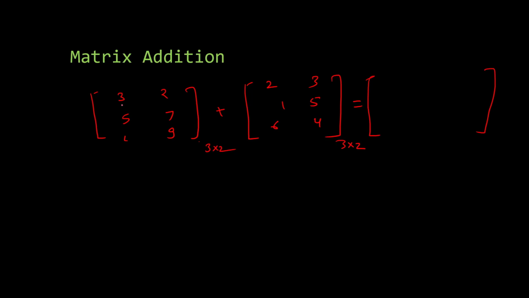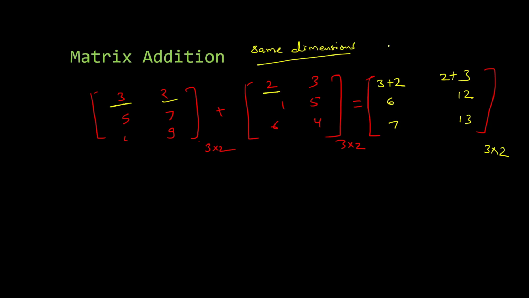And the elements, if you add, it would be, let me change the color. So it would be first 3 and the corresponding element 2. So 3 plus 2 would be here, then 2 plus 3 would be here. And similarly, you will have 5 plus 1, which is 6, 7 plus 5, 12, 1 plus 6, 7, and 9 plus 4, 13. So this would be your resulting matrix. You can write 5 and 5 here, right? And the dimension again is the same. So matrix addition works when you have matrices of the same dimensions. And how it works is you add element wise.